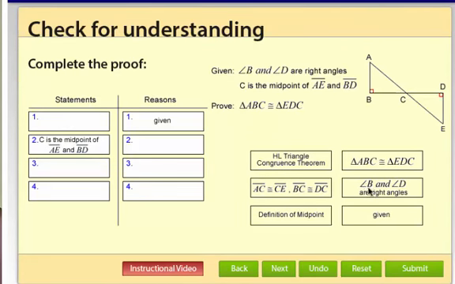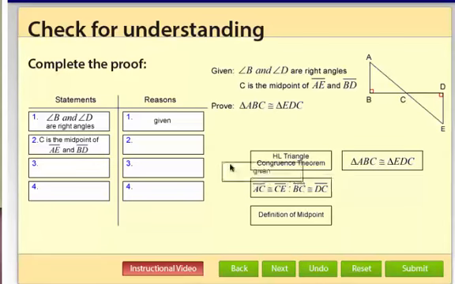First statement is going to be this given, angle B and angle D are right angles. And again, the reason's given. The second statement is the second given. C is the midpoint of segment AE and BD.